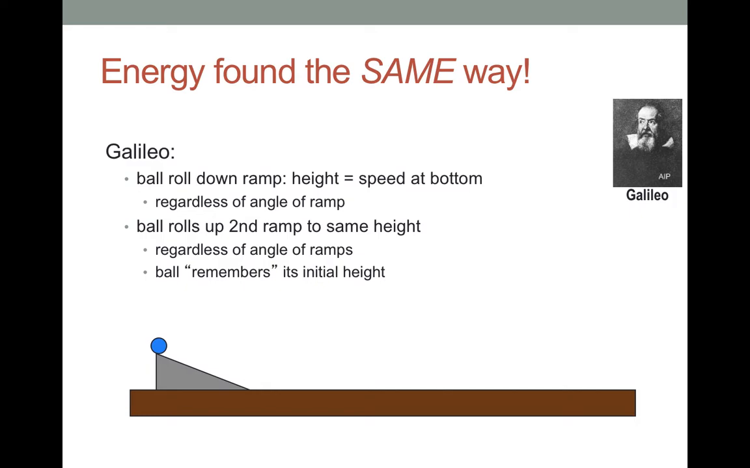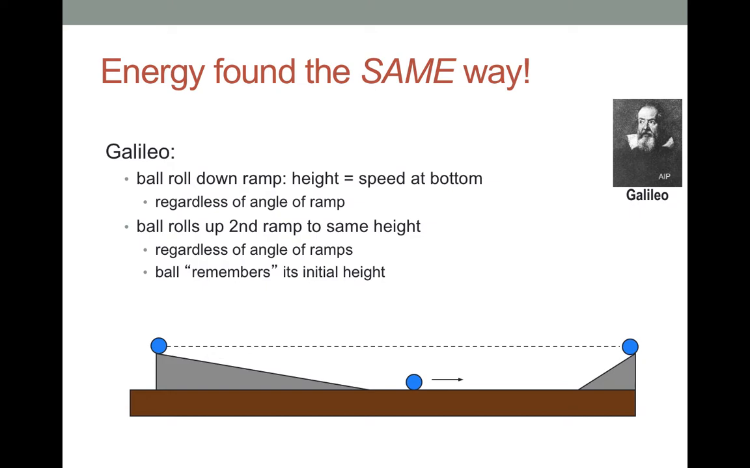Galileo was rolling balls down inclined planes, and he noticed no matter what the angle of that plane was, the ball always had the same speed at the bottom. So here he's got a steep incline. If he had a less steep incline, the ball still had the same speed at the bottom. If he then put a second ramp, the ball would roll up that ramp and would roll up to the exact same height it started out at, even if the second incline had a different angle. The way he put it is the ball somehow remembered its initial height. The initial height stayed the same.